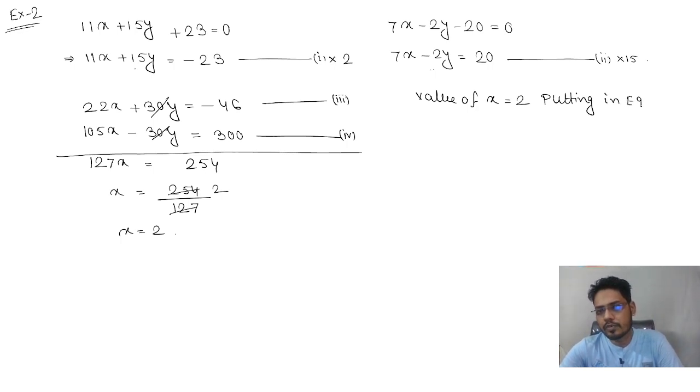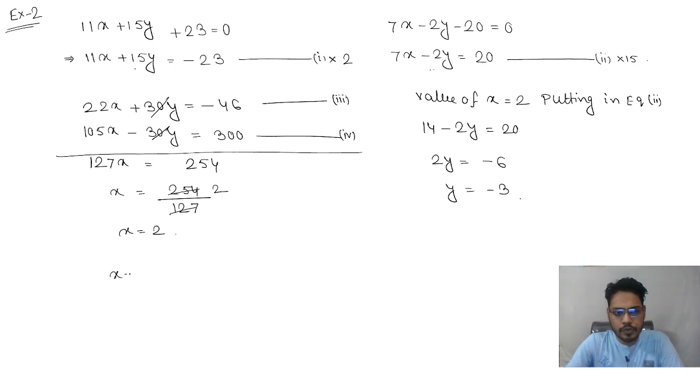If you put the value in equation number 2, what will you get? So 7 into x, that means 7 into 2, 14, minus 2y will be 20. So here 2y will be 14 minus 20, that means minus 6. So y will be minus 3. So x is 2 and y is equal to minus 3. So these are the values of x and y.